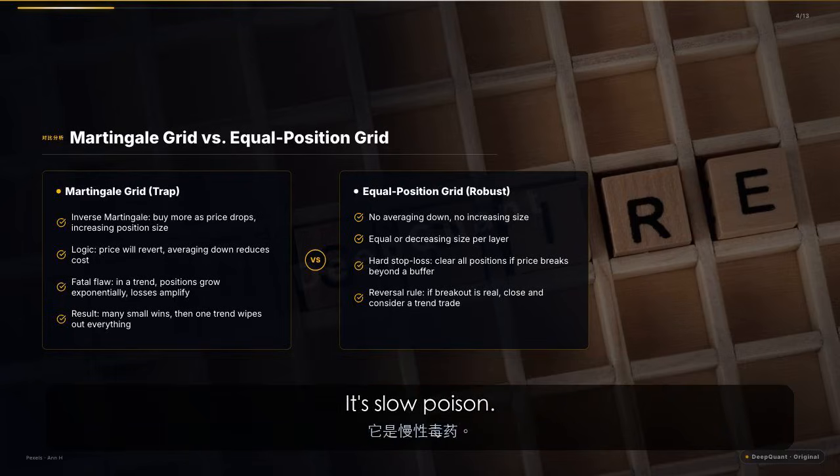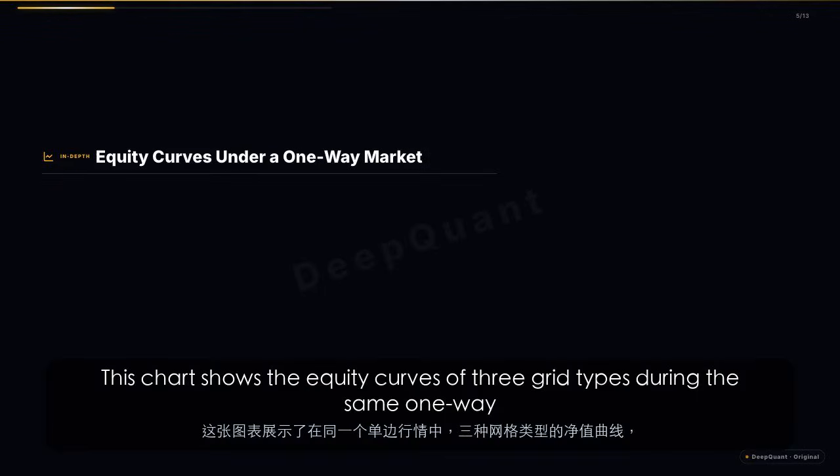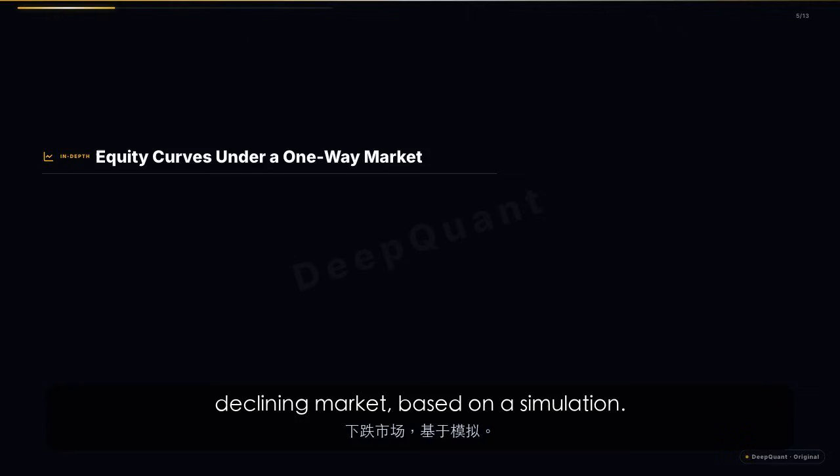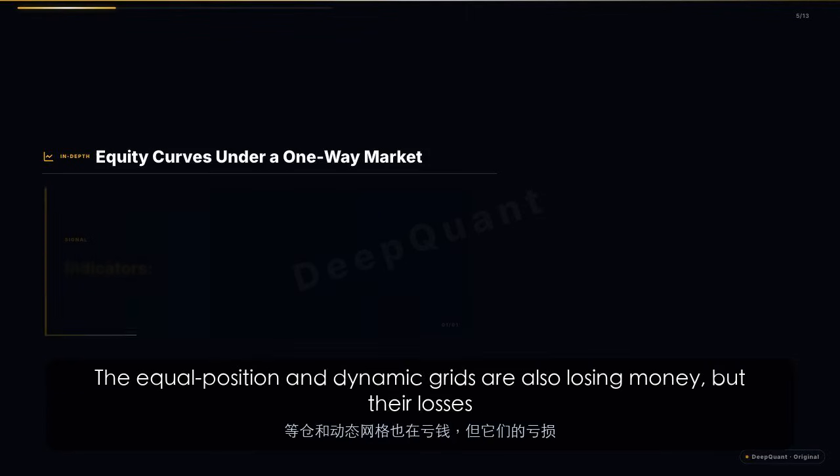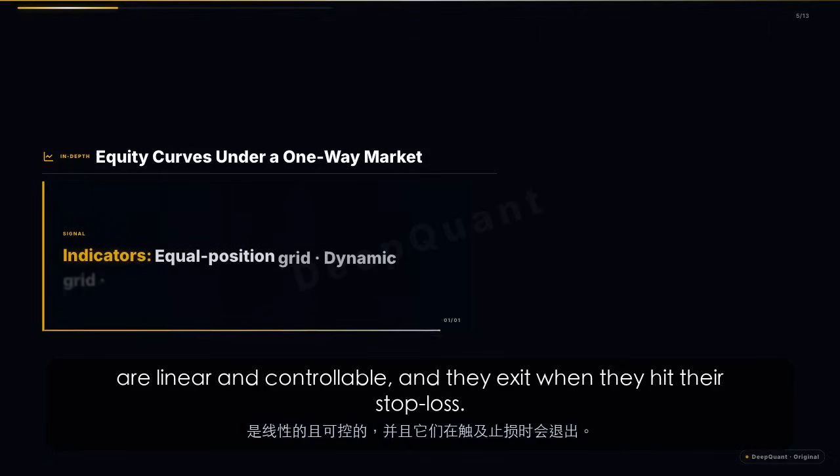It's slow poison. This chart shows the equity curves of 3 grid types during the same one-way declining market, based on a simulation. The equal position and dynamic grids are also losing money, but their losses are linear and controllable, and they exit when they hit their stop loss.